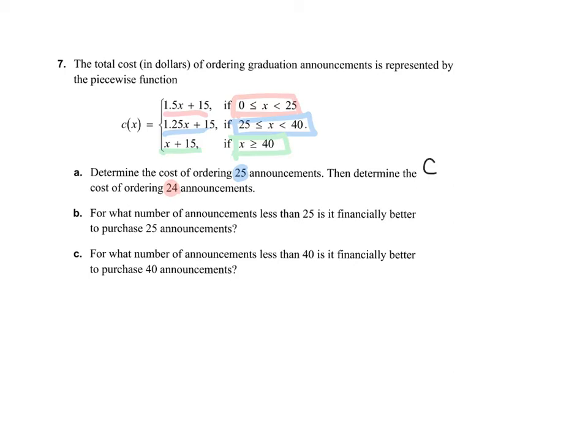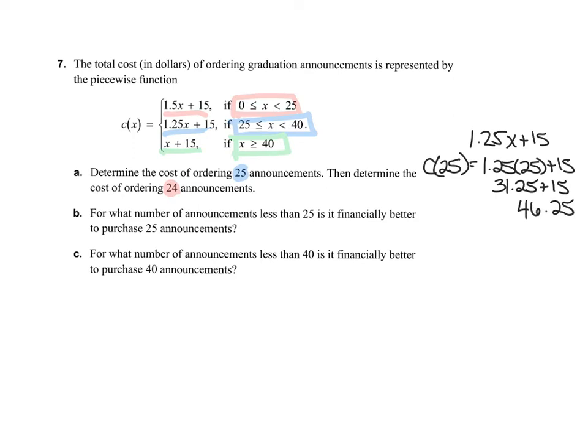So for C of 25, we're going to plug it into 1.25x plus 15. 1.25 times 25 plus 15. 1.25 times 25 is 31.25, plus 15 is 46.25. So this is part A.